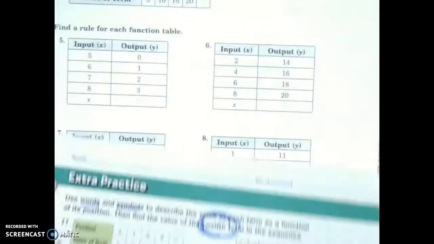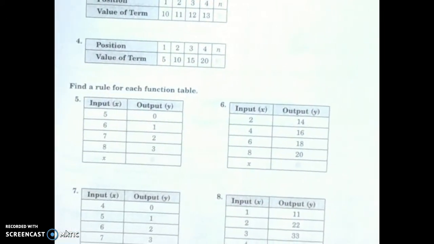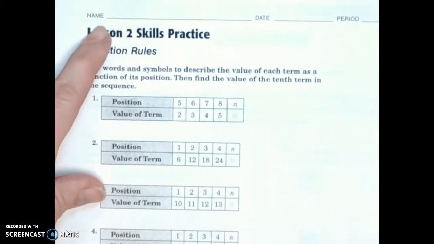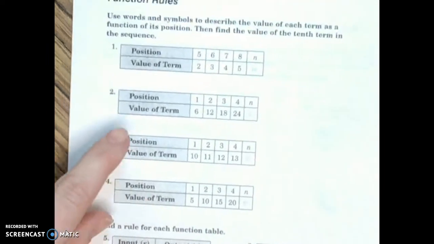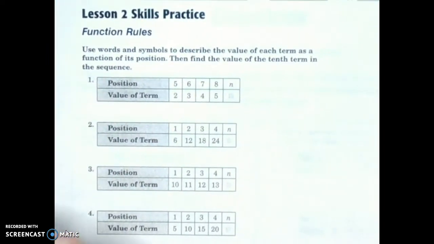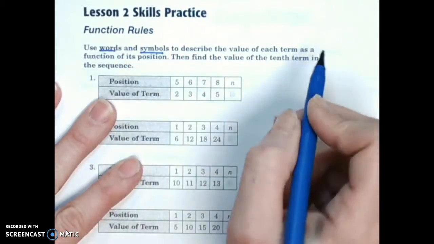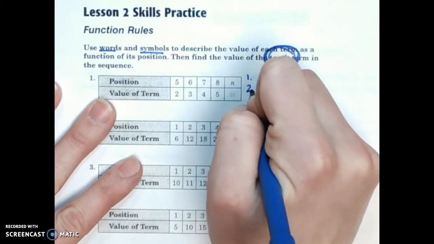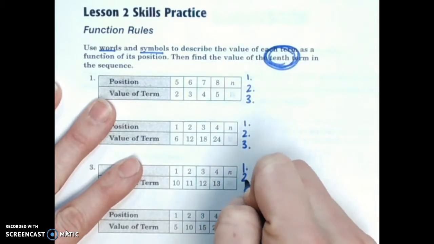Okay, you're going to be getting your worksheet. And I'm going to have the sub pause it so that when everyone gets their worksheet, you can see what you're supposed to be doing. Okay, so first make sure your name goes on it. And you'll notice that there are 8 problems. These first 4, there are 3 things on each of them that you have to do. You have to use words, symbols, and then you have to find the 10th term. So on each of these, you need to do 1, 2, 3. Each of them is worth 3 points.